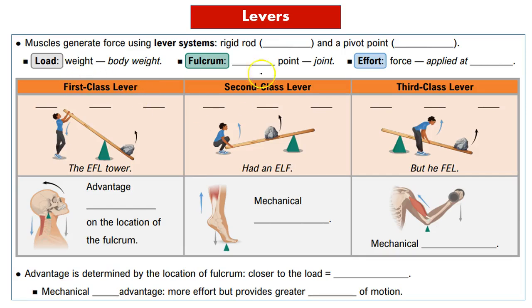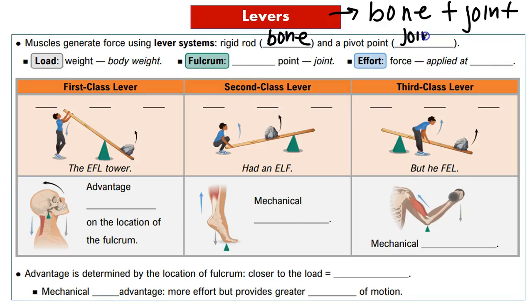We have first class levers, second class levers, and third class levers that we're going to be getting into. But we have to know what a lever system is. So lever is going to be a bone and the joint. And so that muscle is going to generate force using the rigid rod, which is going to be a bone, and a pivot point, which is going to be our joint.